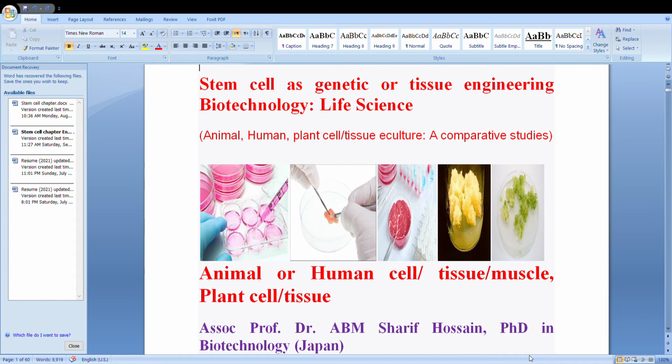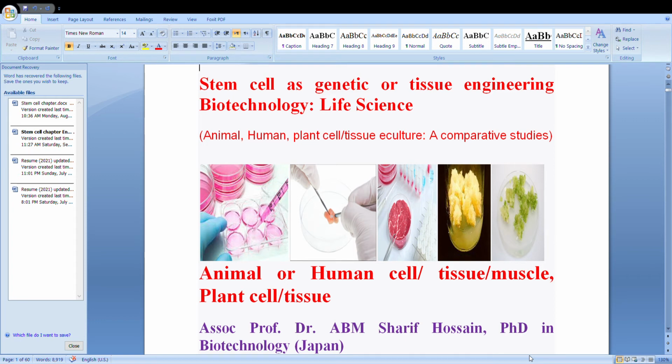Today I am discussing stem cell, genetic or tissue engineering, biotechnology under life science. First of all, I will discuss what is stem cell. Usually in short, I can say stem cell is a cell that can develop into a specialized cell type. It can be animal cell, plant cell and human cell.